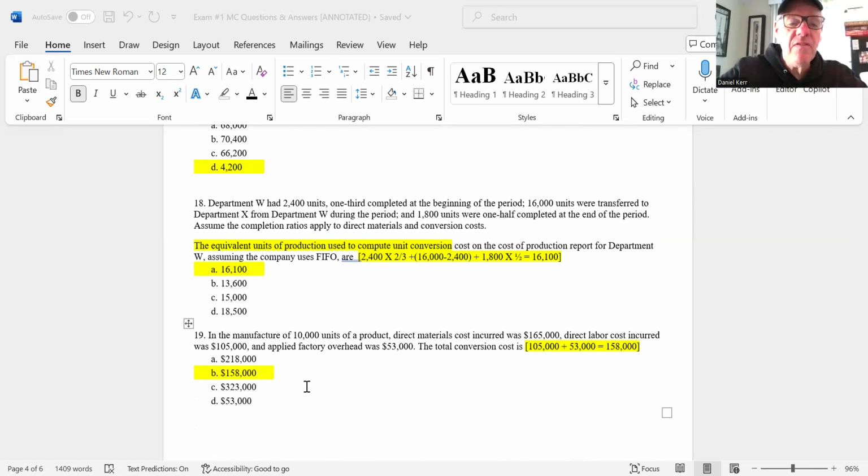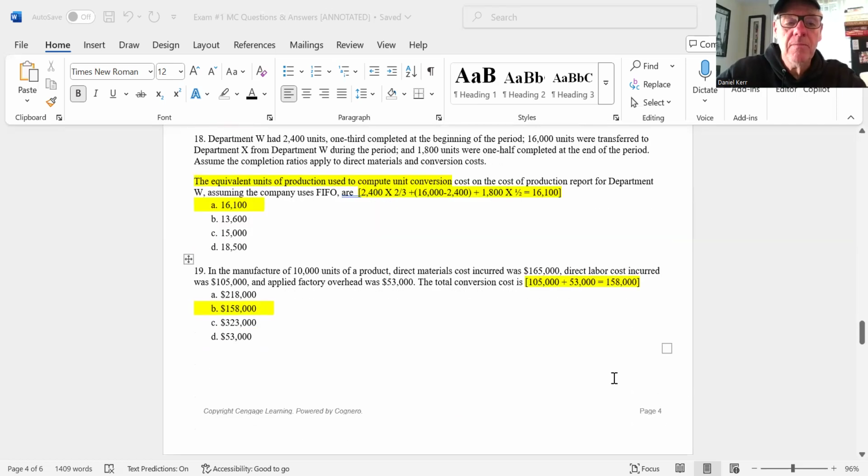Number 19, the manufacture of 10,000 units of product: direct materials incurred was 165, direct labor costs incurred was 105, and applied factory overhead was 53. Conversion cost is the total of the labor plus the overhead. So the labor is 105, the overhead is 53, so that gives you 158, which is B.